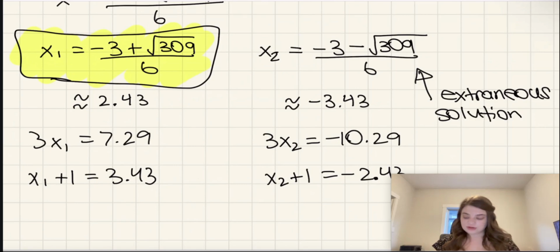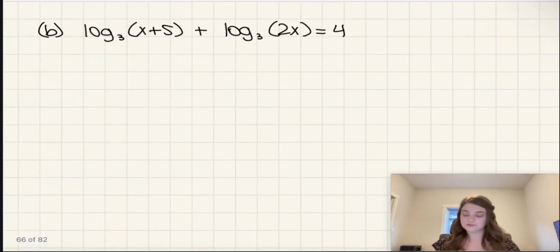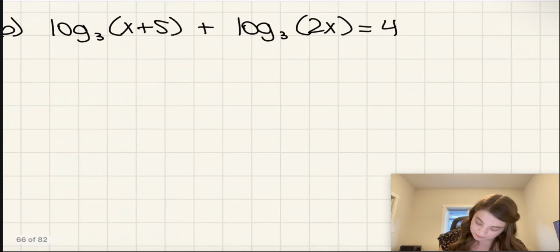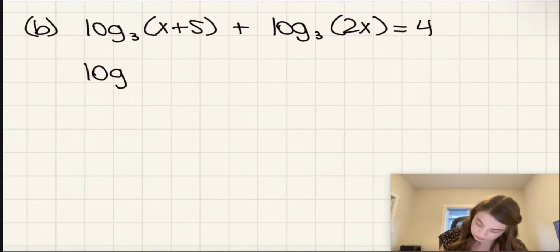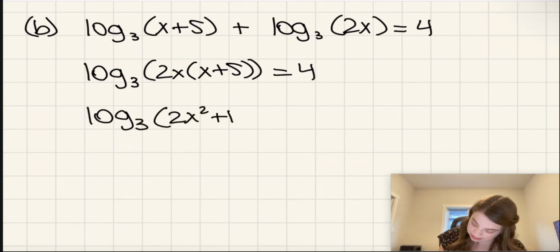Okay, well, that's all for that one. Let's do a second example. Okay, so first thing here is I'm going to use the multiplication property in order to multiply x plus 5 with 2x. So therefore we get logarithm base 3 of 2x times x plus 5 is equal to 4. So then we have that logarithm base 3 of 2x squared plus 10x is equal to 4.